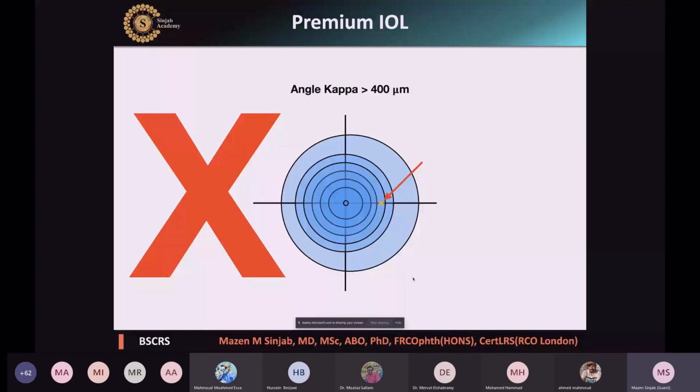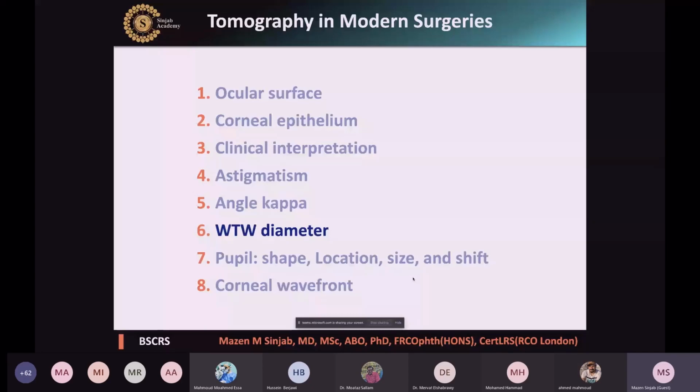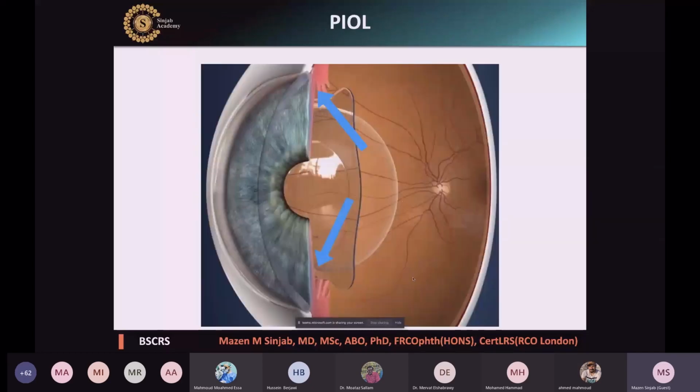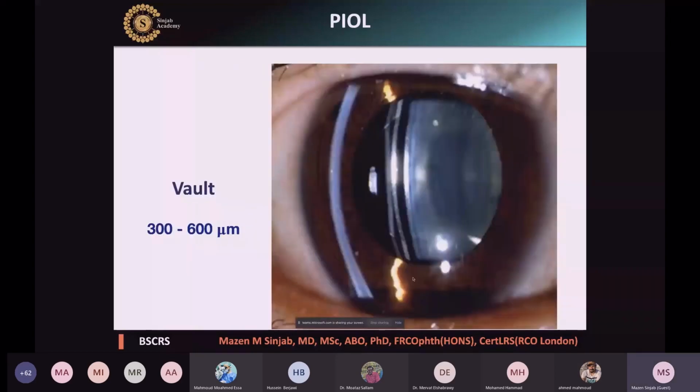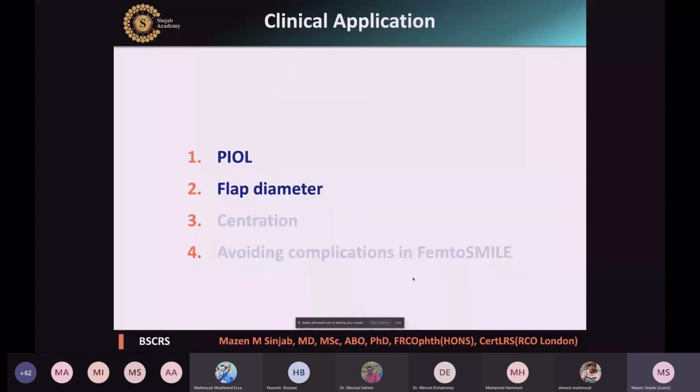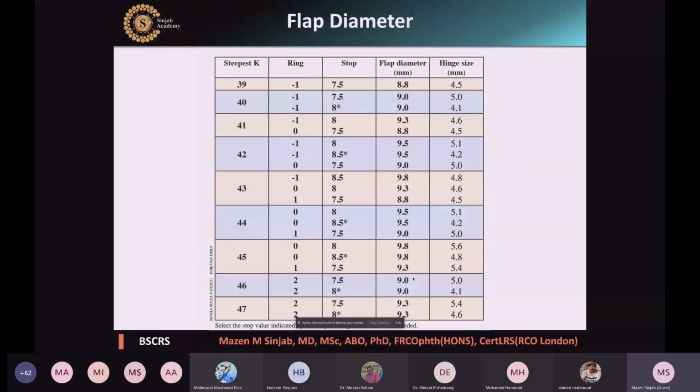Now we come to the white-to-white diameter. Why do we have to consider it? Of course, for phakic IOLs, in order to achieve a vault between 300 microns and 600 microns to avoid induction of glaucoma or cataract. In addition, why do we take the white-to-white diameter into consideration when we create the flap? Because if we are using the microkeratome, there is a table, for example, this is for Moria, regarding the size of the ring. Or if we are using the femtosecond, then we can customize the flap and the hinge size, all right?